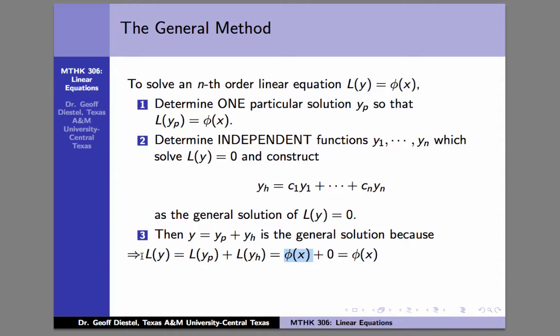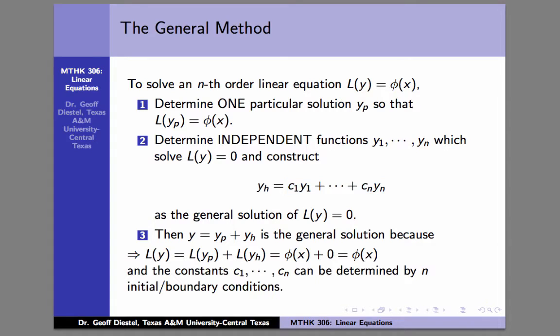So both y sub p and this y are solutions to the original problem, except now y has this extra term, y sub h, which has our unknown constants in it, which we can now use to determine those constants by some initial conditions.